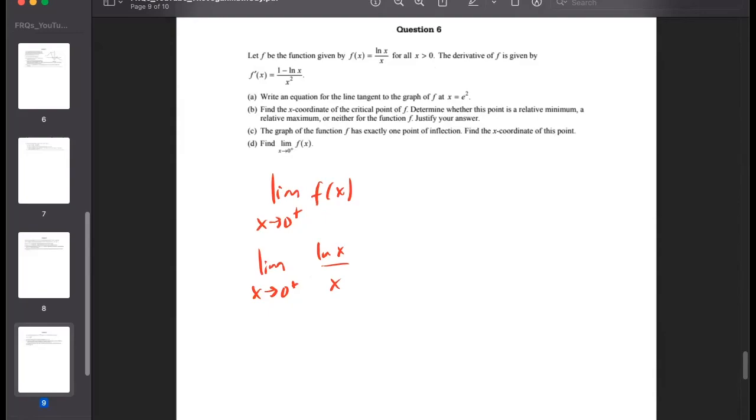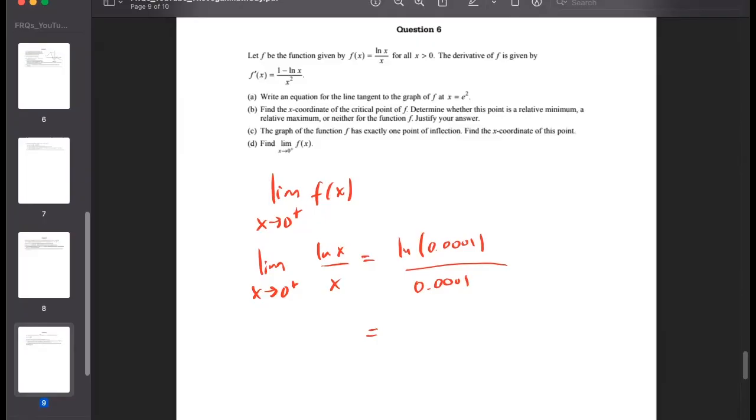If we were to plug in something really close to 0 on the right side, let's just say we plugged in like 0.0001 from the right side, and we have 0.0001 on the bottom. Okay. Now the bottom is really, really small, so it's going to make the top big, or our equation really big.